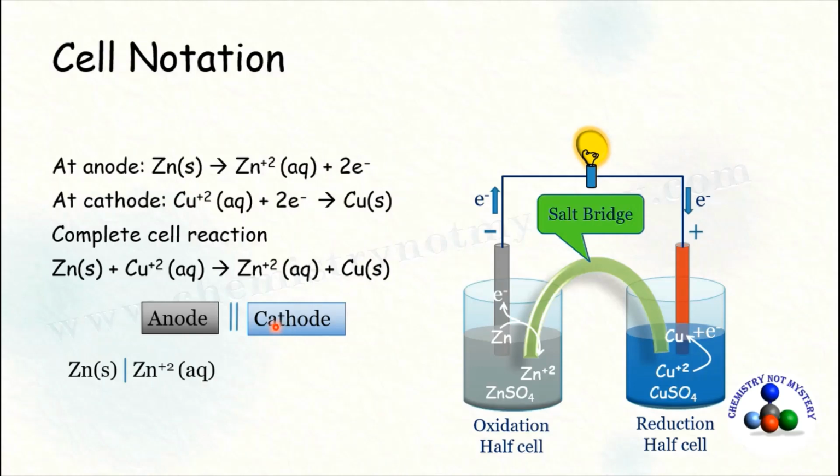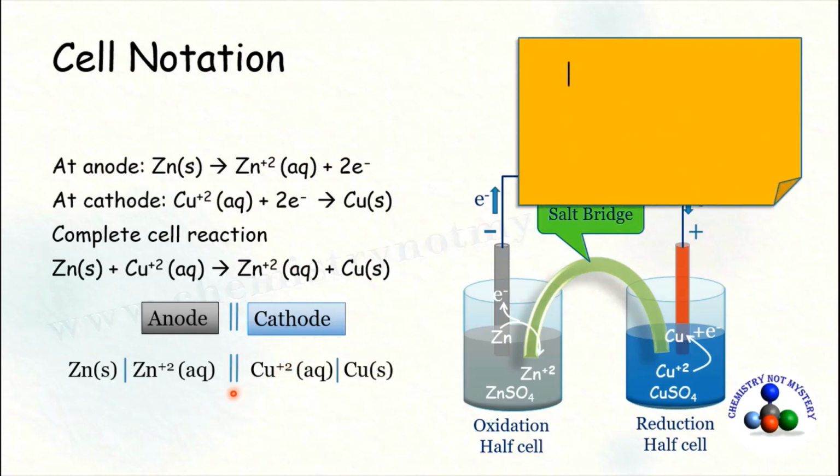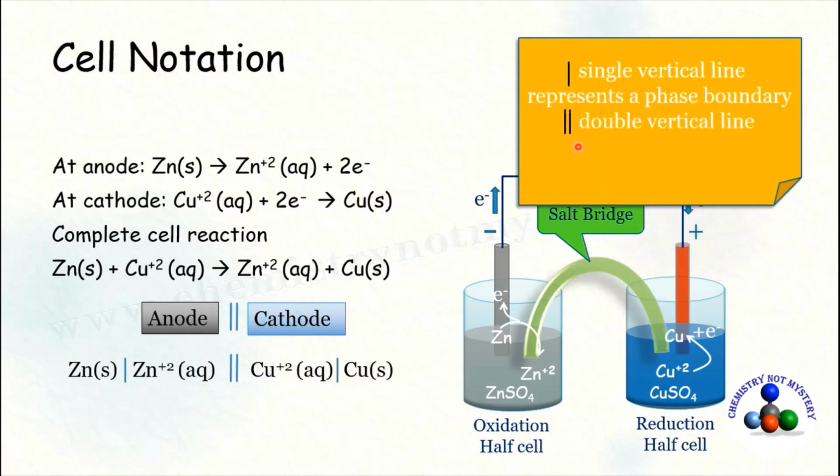Now write the information about the cathode. At the cathode, copper 2 plus ion converts into copper. Copper 2 plus ions are present in the aqueous phase and copper is present in the solid phase, so again there is a phase difference between copper 2 plus and copper. Again we separate them by a single vertical line. Now draw the salt bridge between anode and cathode by a double vertical line. So in cell notation, a single vertical line represents a phase boundary and a double vertical line represents a salt bridge.